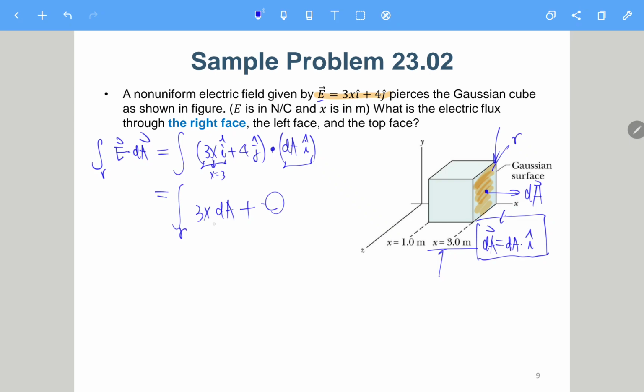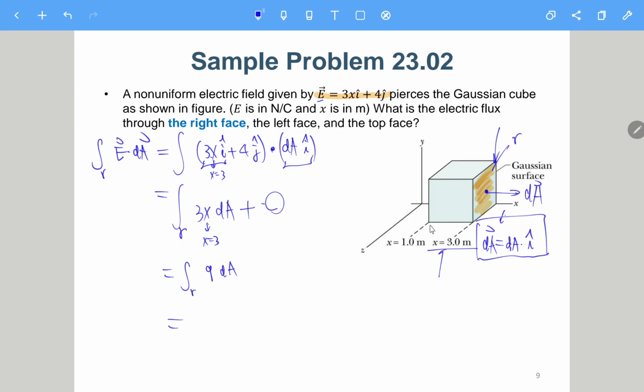Okay, and then here we plug in x equals 3. So it turns out to be the integration of 9 dA, for the right surface. Even with some mathematics, I try to go as slow as I can. So this is an integral of 9 over the surface, just like 9 multiplied by the surface area.